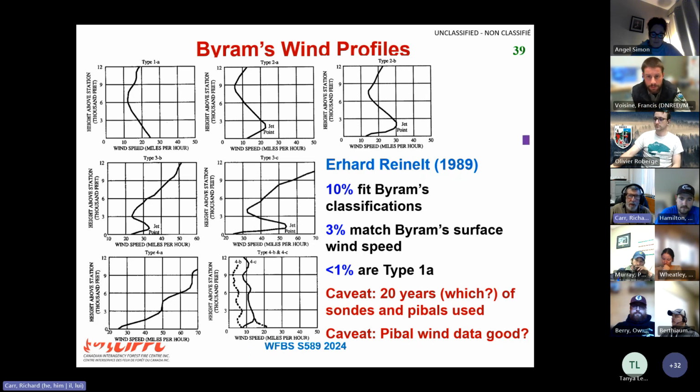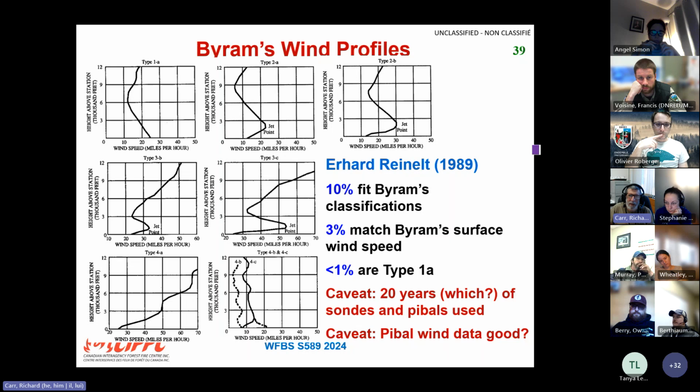From Environment Canada, Erhard Reinhold in 1989 did a bit of a study. It wasn't really a rigorous study. He found that 10% of the profiles he looked at fit Byram's classification, so not many of them. So there's probably all sorts of other variations in wind profiles that you can get out of soundings. Only 3% matched Byram's surface wind speed, so even fewer matched that kind of moderate surface wind, and less than 1% were type 1A, so a very small amount.